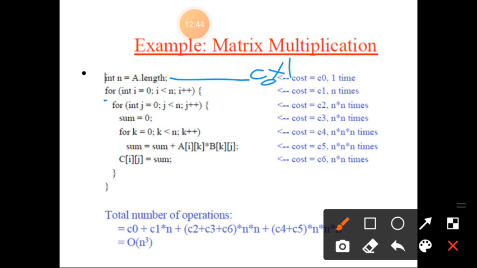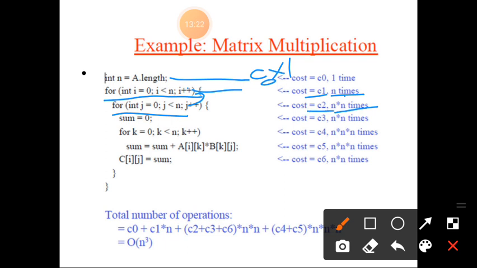Then here this is a for loop. How many times is this for loop executed? For i is equal to 0, i less than n, i plus plus. So it will be executed n times. So the cost for this loop is represented as C1 and it is executed n times. Then the next for loop, for j is equal to 0, j less than n, j plus plus, will be executed n times. As it is an inner loop, in total it is executed n into n times.